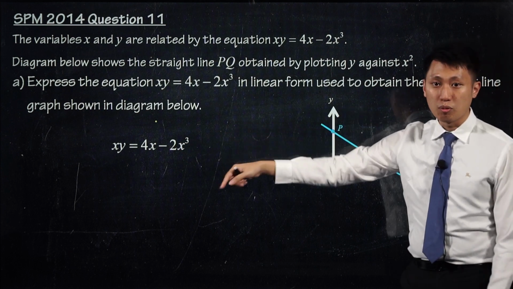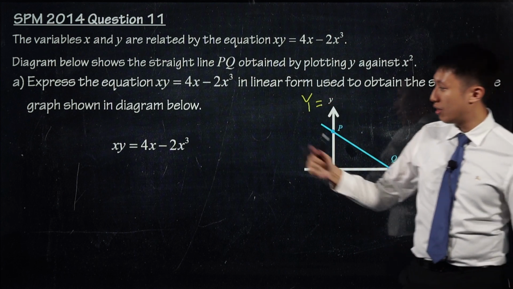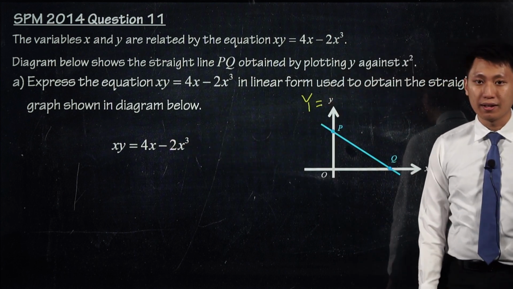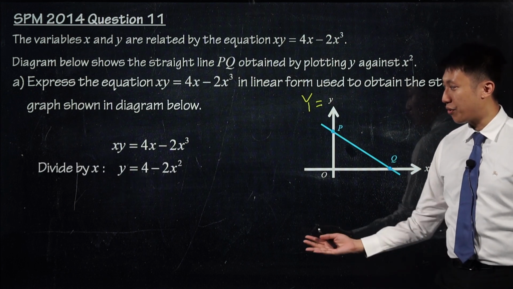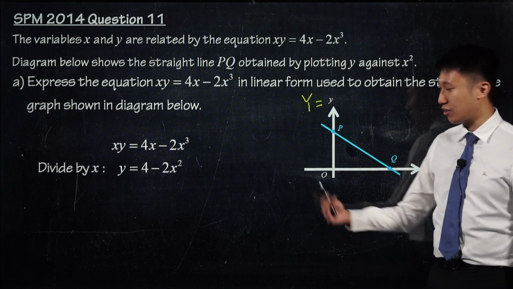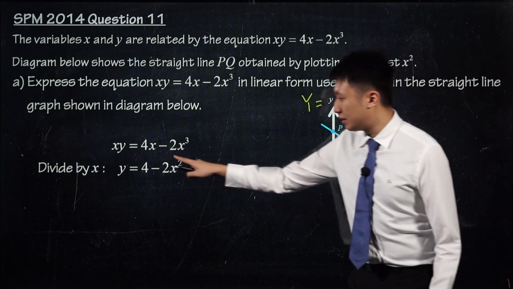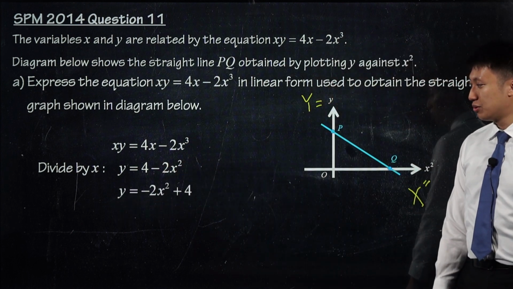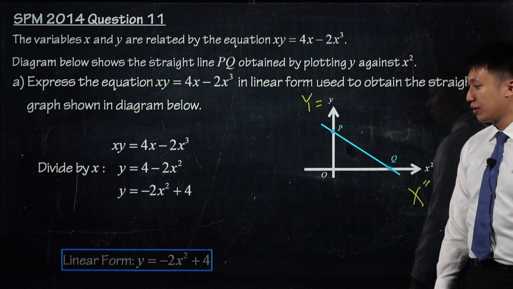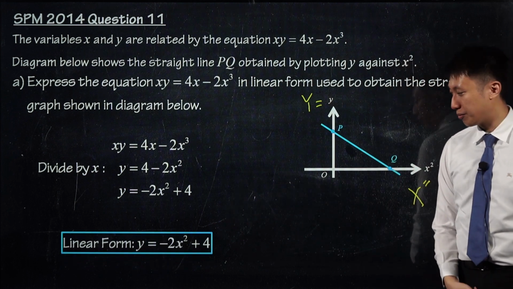So here the y, capital Y is this. Capital Y is this. So how to make it to be capital Y? You should divide by x. Okay, divide by x, then y is 4 minus 2x squared. What is your capital X? Capital X is x squared. That's right. This one is your m. M is -2. So y is equal to -2 x squared plus 4. So that's your linear form SPM requirement. That's your linear form. Okay?